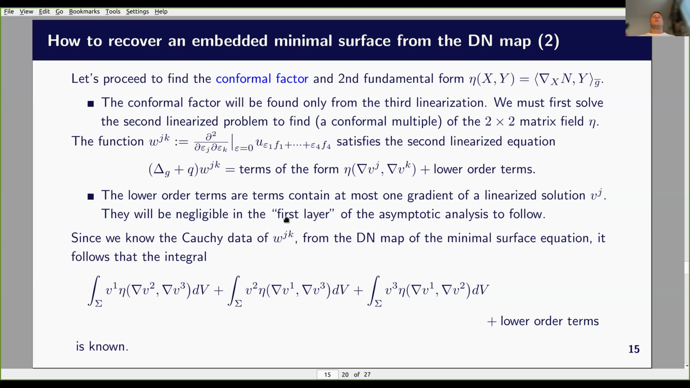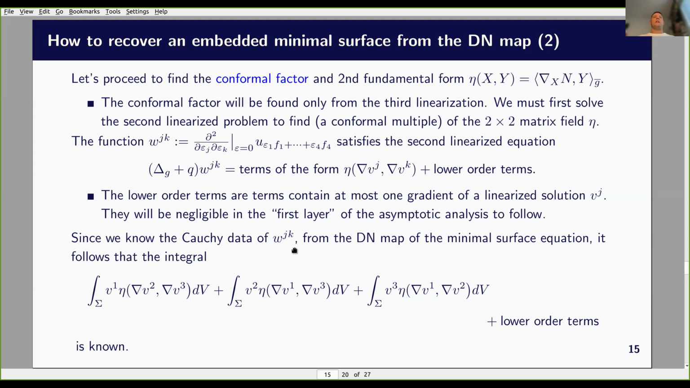Okay, so again, since we know the DN map of the original equation, we know the normal derivative of u. It means that by differentiating the normal derivative of u with respect to epsilon j and epsilon k, I know the normal derivative of w_jk. I, of course, know also its boundary value. So I know the Cauchy data of w_jk. Cauchy data means the boundary value and the normal derivative.